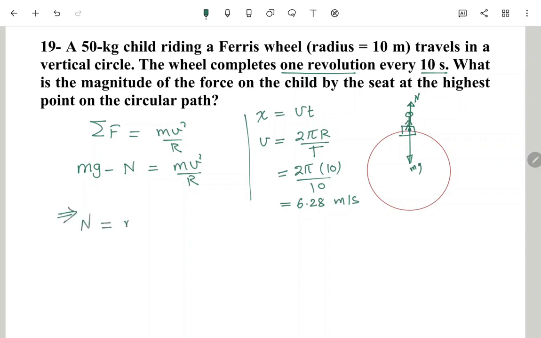Now you substitute this v back in this equation, you will find the normal force equals mg minus m v squared over r, or 500 minus 197. In other words, the normal force, or the force exerted by the seat on the child at the highest point, equals 302 newtons. That's it.